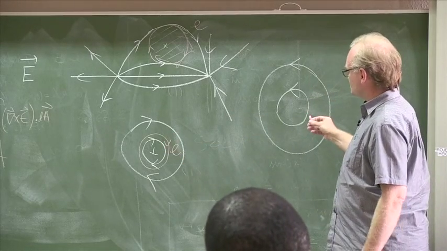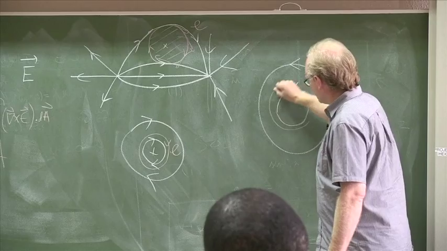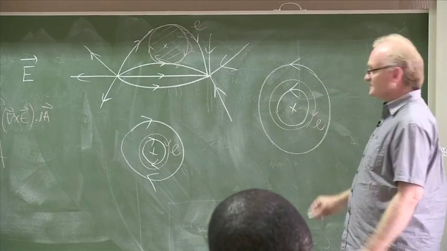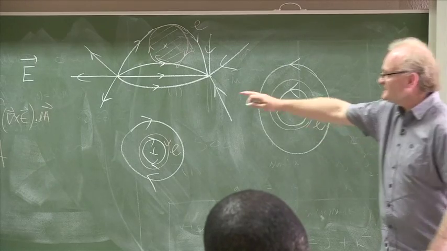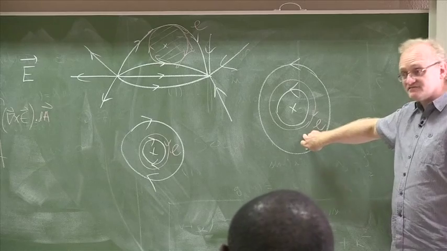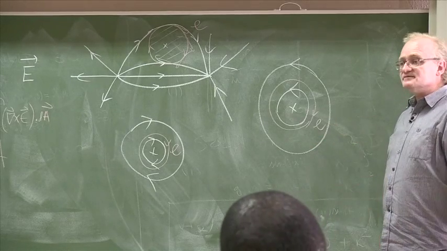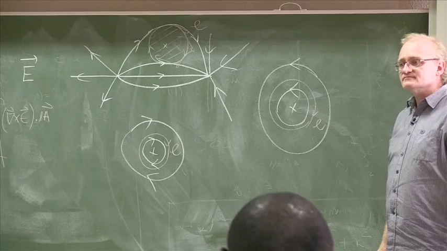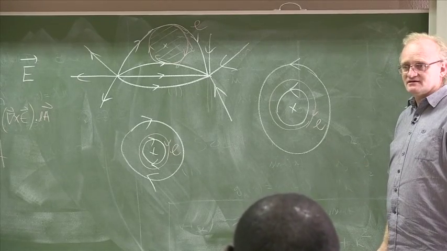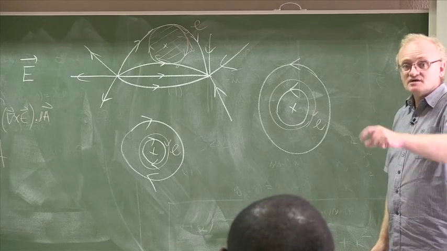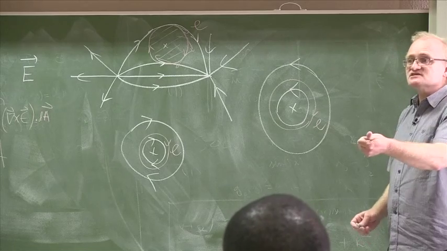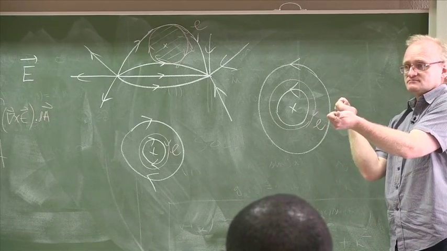For this situation, let's again pick C like that. What is the integral of E dot dr along C? Negative. Which way is dA? Into the board. Which way is the curl of E? Out of the board. Because we want the curl of E dot dA to be negative. So the curl of E must point in the opposite direction to dA.